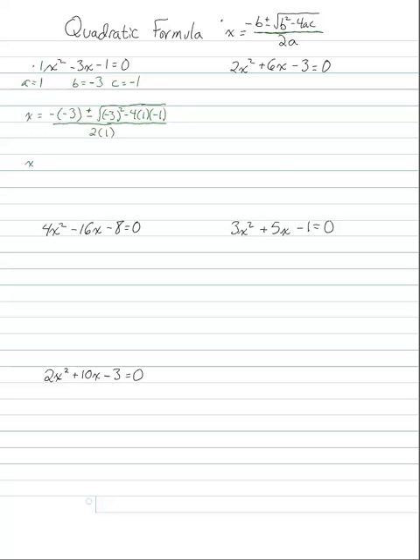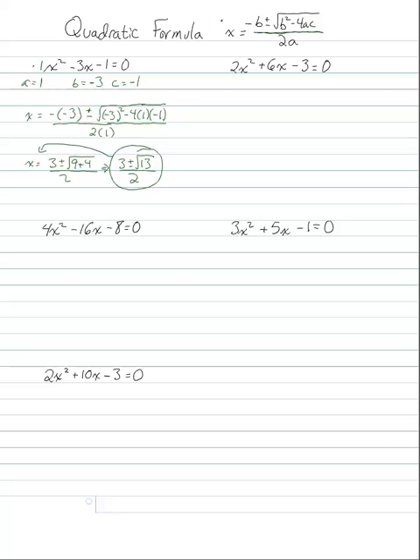Now I'll get x equals negative negative 3, which is 3, plus or minus the square root of negative 3 squared, which is 9, minus 4 times 1, so minus 4, times negative 1 would be plus 4, over 2. To finish, 3 plus or minus the square root of 13 over 2. And I can't simplify this. I don't know the square root of 13. I can't break 13 down at all. So that's just it. That's what x equals. x equals both of those numbers: 3 plus the square root of 13 and 3 minus the square root of 13, over 2.